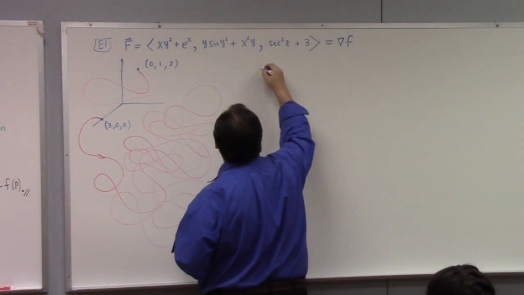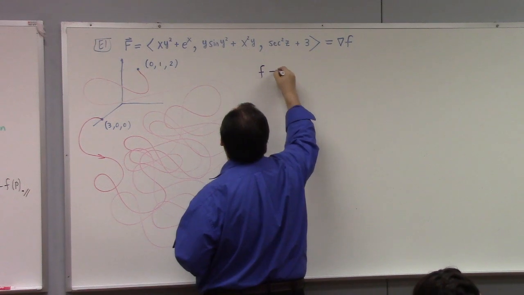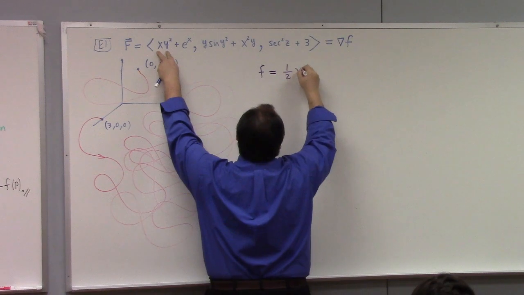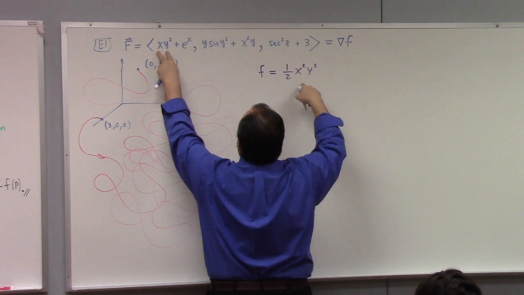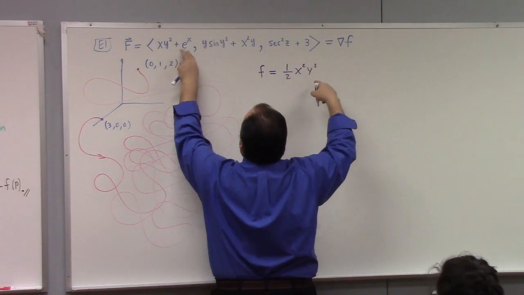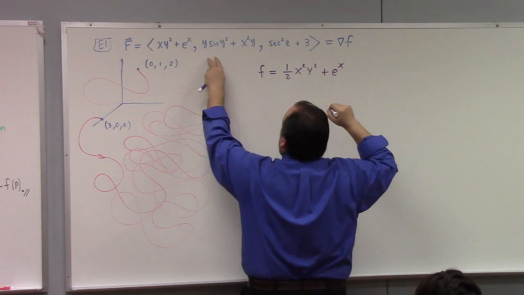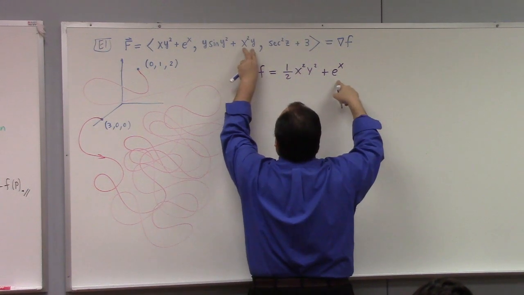In other words, you just write down the answer, but you check it. So to get this, I need a 1/2 x squared y squared. Partial derivative with respect to x will give me that. Hooray. But I've also got an e to the x, so I better add an e to the x.